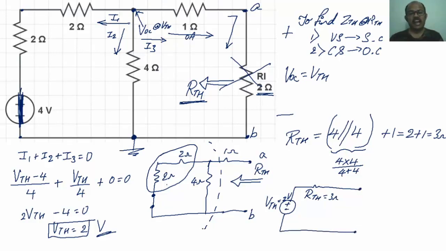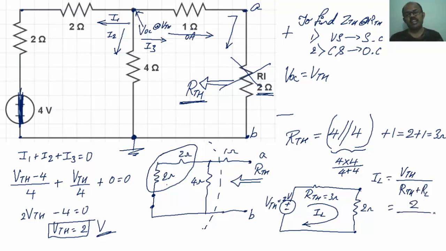Initially I removed the load impedance, so I have to connect back my load impedance, that is the 2 ohm resistance. Able to follow? So this is the equivalent circuit, or the end product of the circuit. If they ask you to calculate the value of load current, how can I calculate it? Load current is given by VTH divided by RTH plus RL.